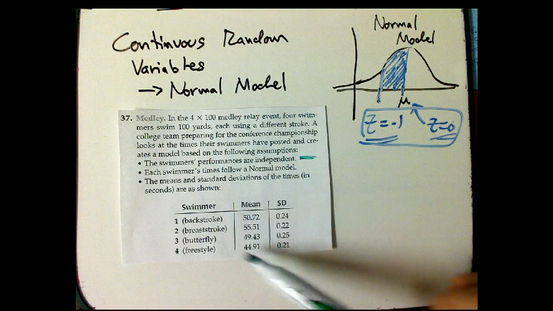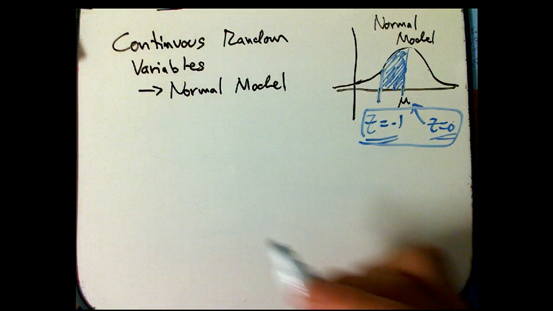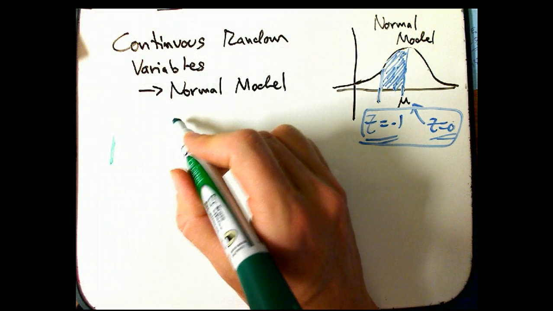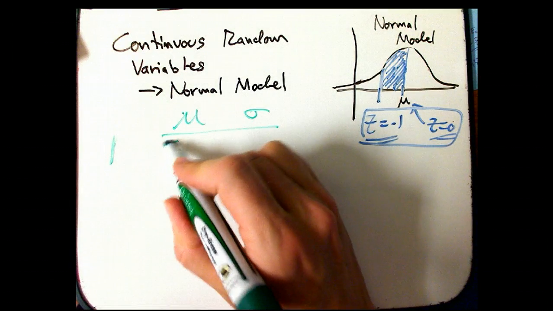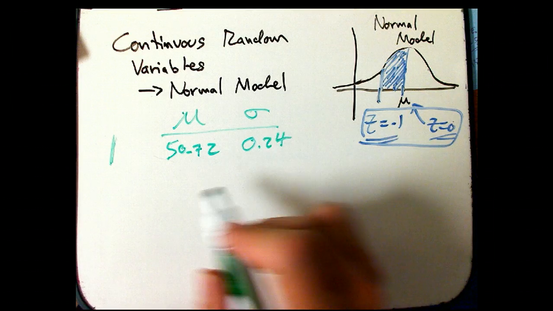And the means and standard deviations are given by a table here. Okay, so let me just go ahead and recreate that. Swimmer 1, the mean and the standard deviation are 50.72 seconds and 0.24 seconds.